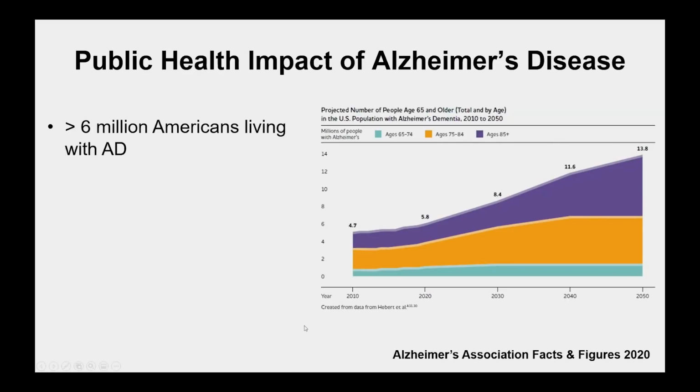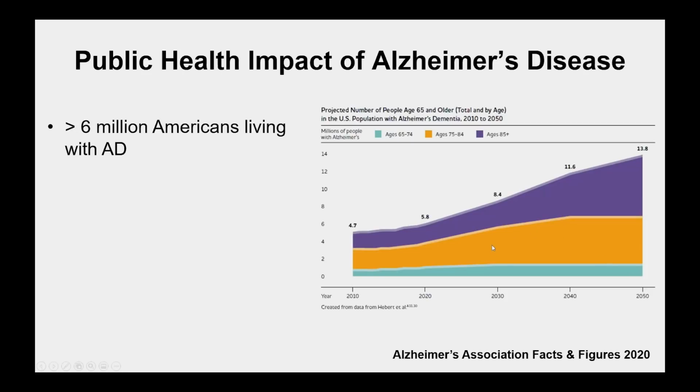So it's estimated that there are over 6 million Americans living with Alzheimer's disease currently. This chart comes from the Alzheimer's Association, and it shows the expected increase in the number of people living with Alzheimer's disease at different ages. And so in light blue, you see people ages 65 to 74, orange ages 75 to 84, and finally in purple, age 85 plus. So you can see us right around 6 million currently in 2022, but as the population ages, that number is expected to grow dramatically and get closer to 14 million by 2050.